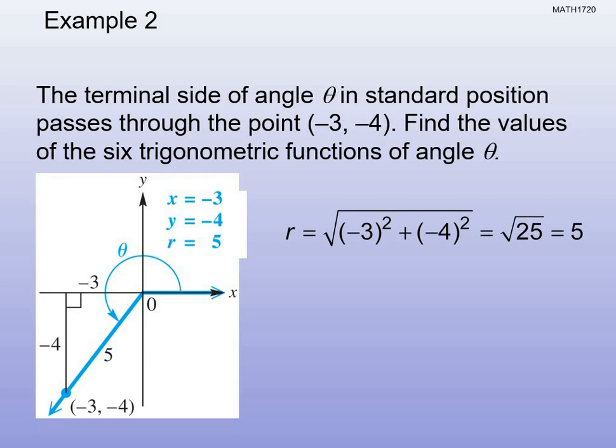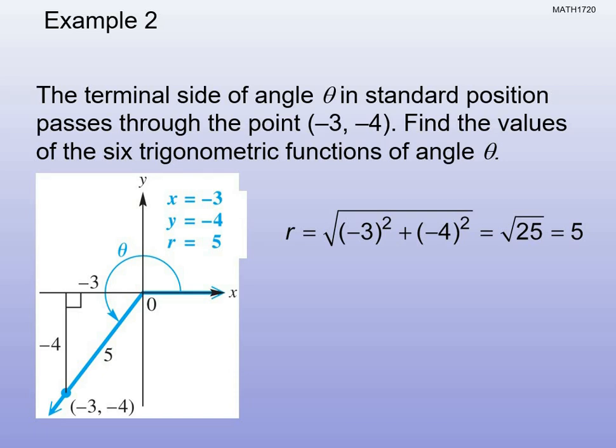You should recognize this is a 3, 4, 5 triangle. ACT-wise, they really use a lot of 3, 4, 5 triangles and 1, 1, square root of 2 triangles. We're going to use those as well, and 1, square root of 3, 2 triangles as well. But now that we found the magnitude for angle theta, we want to be able to write the different trig ratios.